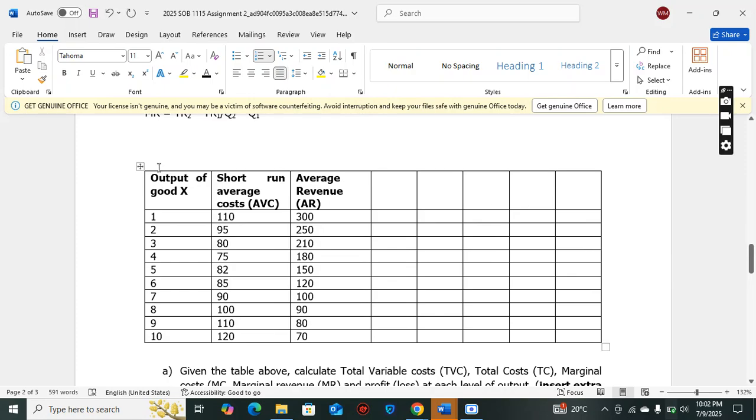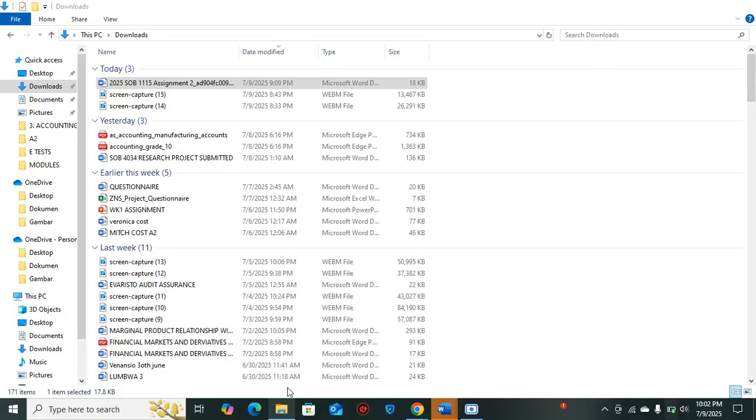Think, can I transfer this to Excel so that we move faster?